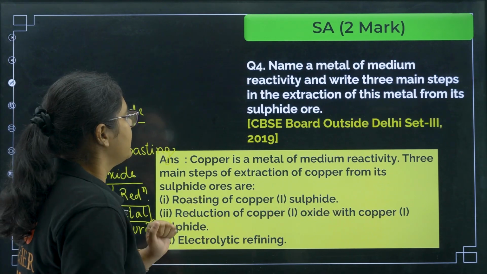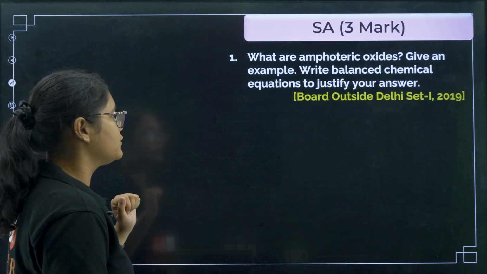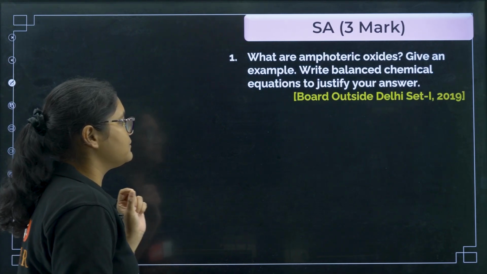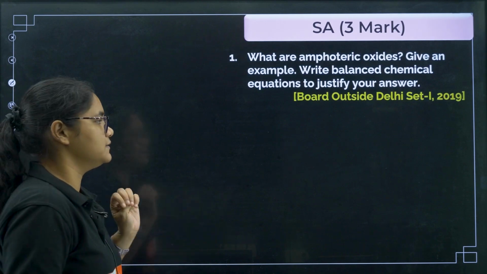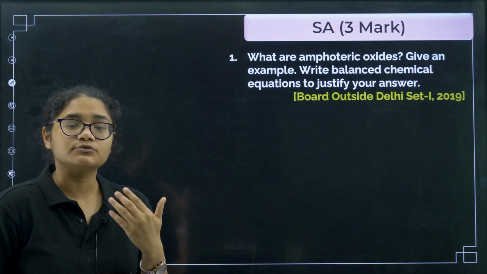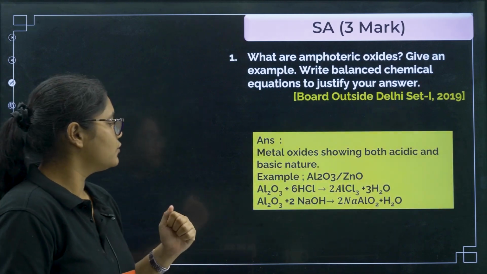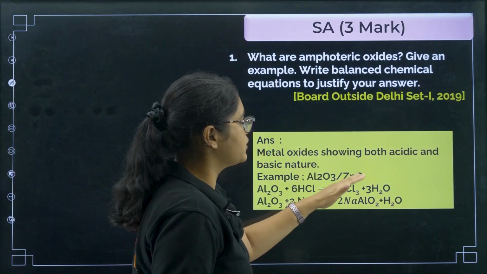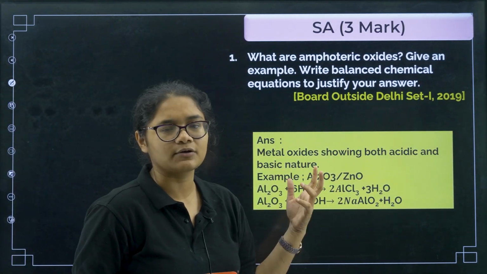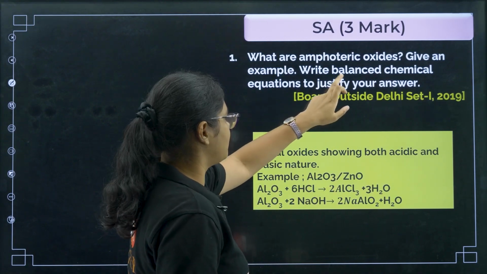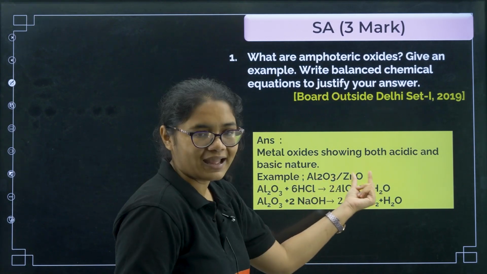Okay. Next, question number 3, 3 marks: what are amphoteric oxides? Give an example. Write the balanced chemical equation to justify your answer. So amphoteric oxides means those oxides which can react both with an acid and a base. Okay. So for example, metal oxides showing both acidic and basic nature are called amphoteric oxides. Now you have to write a balanced example, Al2O3 and zinc oxide.